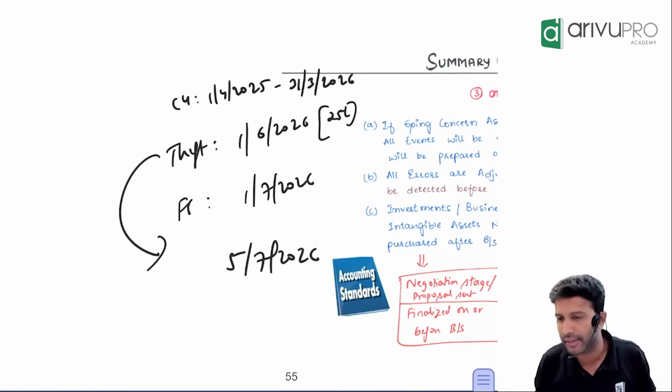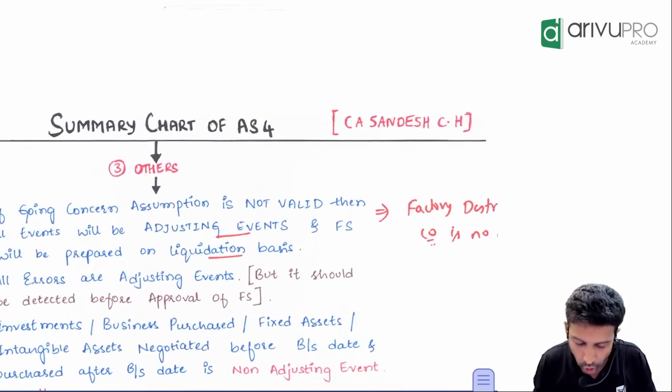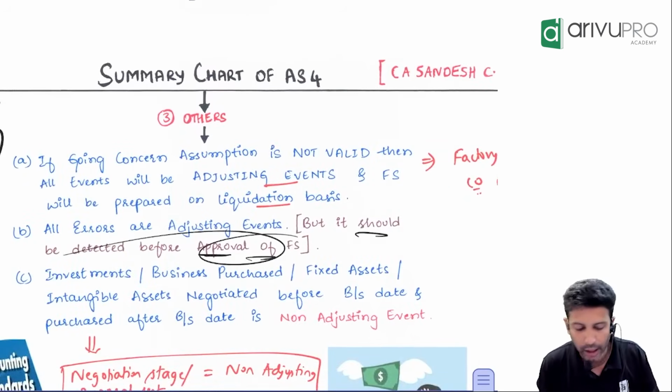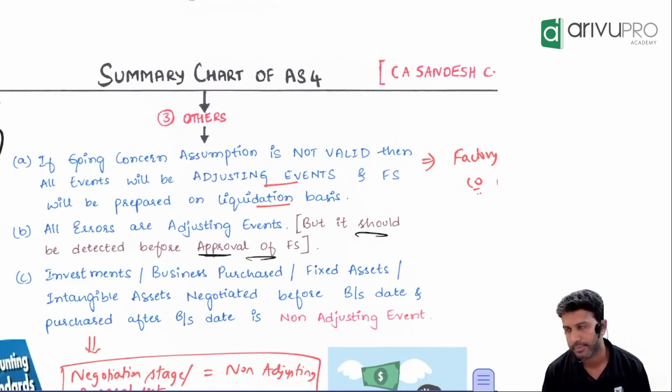Then it will not be an event. Okay, so that's what I've written here. All errors are adjusting events, but they should be detected before what? Approval of financial statements. This is one.